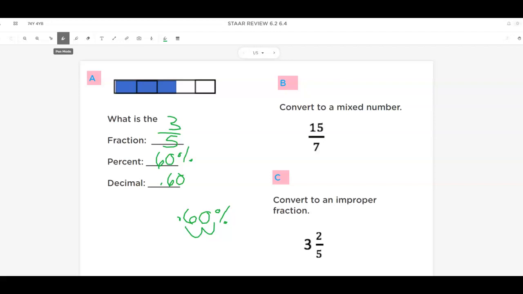Okay, convert to a mixed number. Right now it is improper. Fractions are division problems, so we are going to divide. 15 divided by 7. 7 goes into 15 how many times? 2. So that's our whole number. 2 times 7 is 14. I'm going to subtract, I get 1. My remainder with fractions is going to come up to the top.